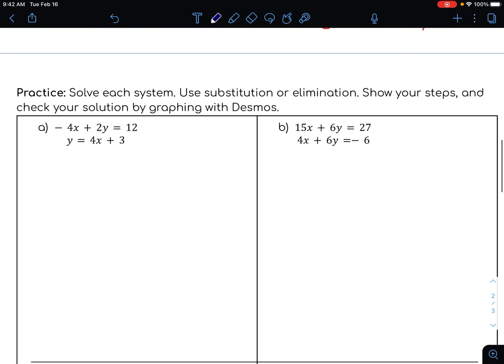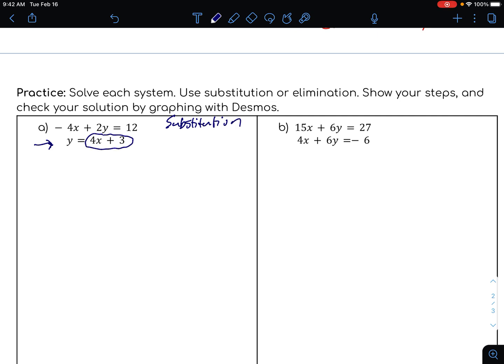Let's go ahead and practice substitution and elimination and solve, and then check our answers by graphing with Desmos. So in the first problem, negative 4x plus 2y equals 12, y equals 4x plus 3. We'll notice the second equation is solved for y, and in that case, that means we are going to need to use substitution. That would be probably the best technique.